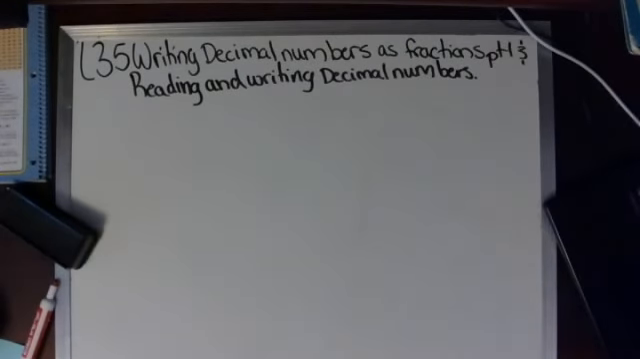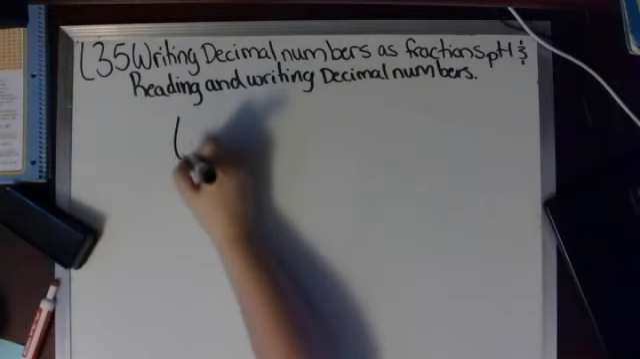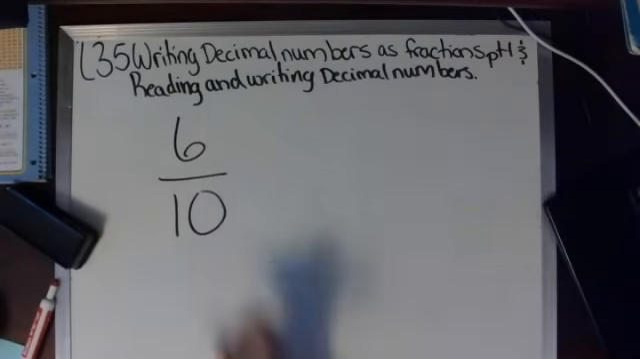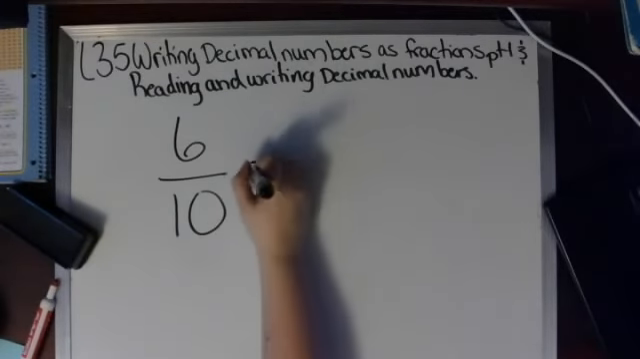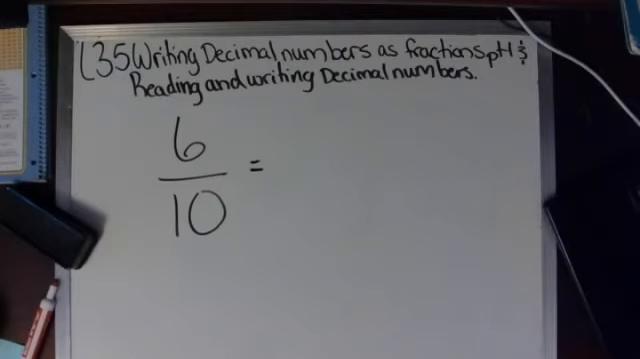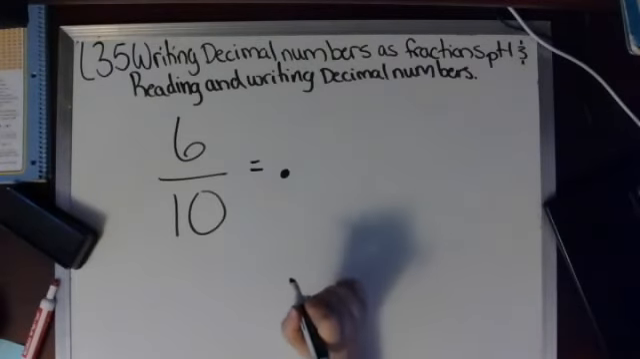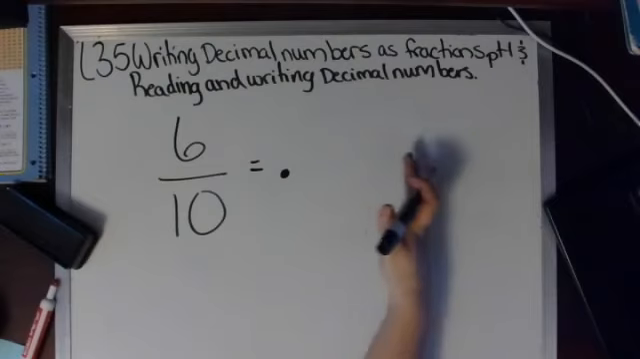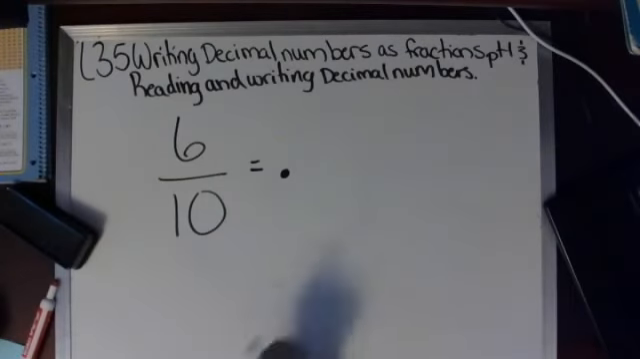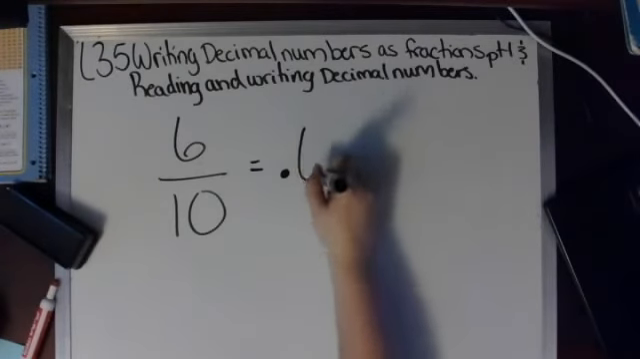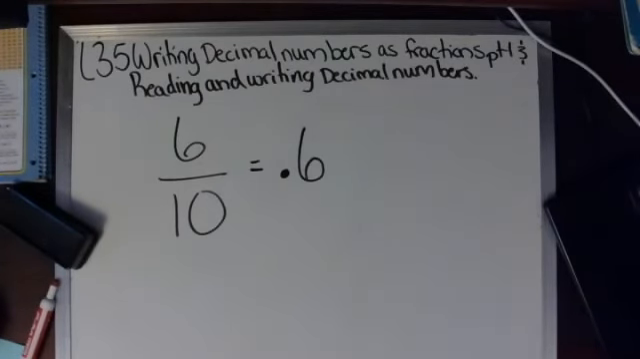Okay, let's keep going. What if I do it the opposite way? How about I give you 6/10 and say, hey, write me an equivalent decimal. Well, decimal, remember your columns, tenths, hundredths, thousandths. This says tenths, so it goes in the tenths column. 0.6.